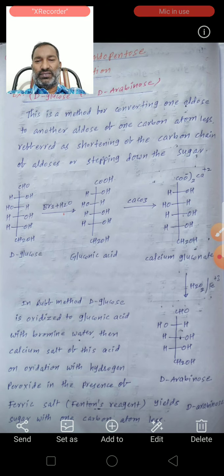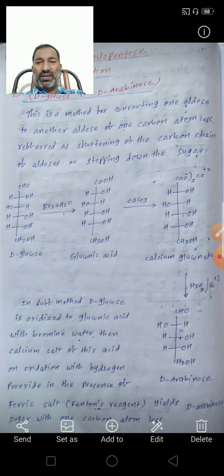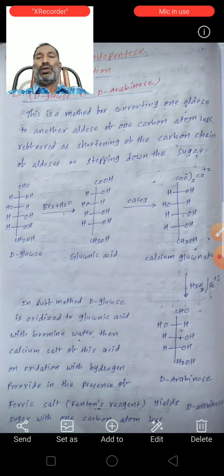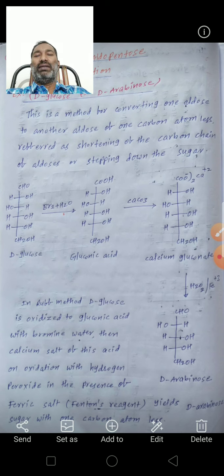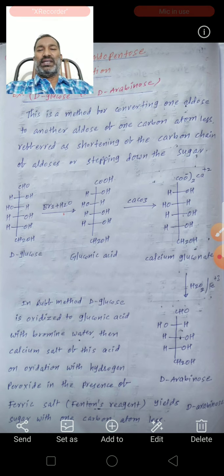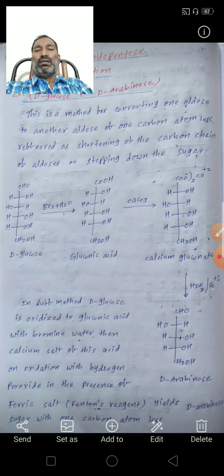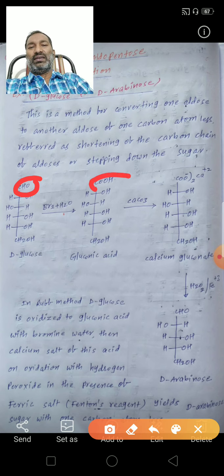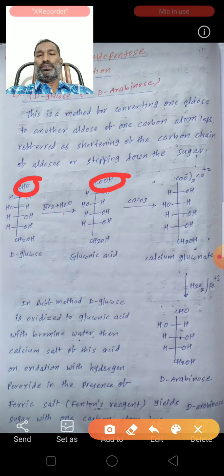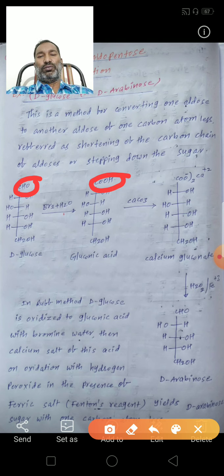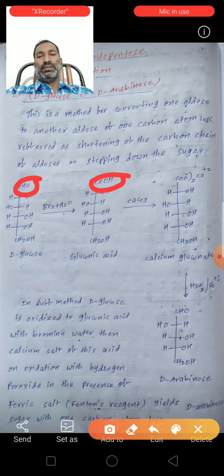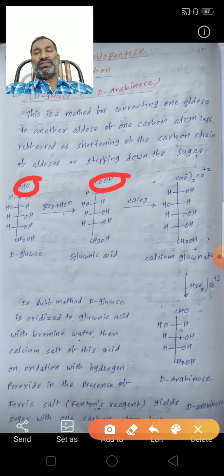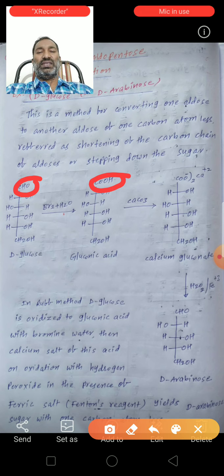bromine water to form gluconic acid. Bromine water is a mild oxidizing agent. It will convert the aldehyde functional group to a carboxylic functional group. So D-glucose, on oxidation with bromine water, gives gluconic acid.